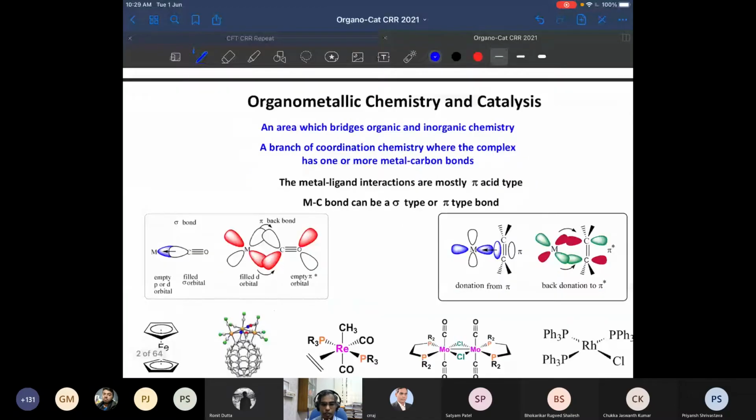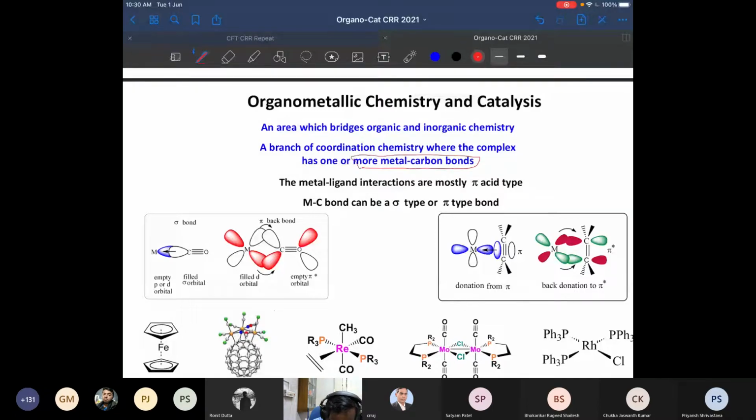So organometallic chemistry is an important area. It is one of the areas in inorganic chemistry that deals with the metal carbon bond. Basically it is a bridge between your organic chemistry and inorganic chemistry. I will not be able to give you a very detailed introduction. I will briefly mention what organometallic chemistry is, and what compounds or complexes we consider as organometallic complexes.